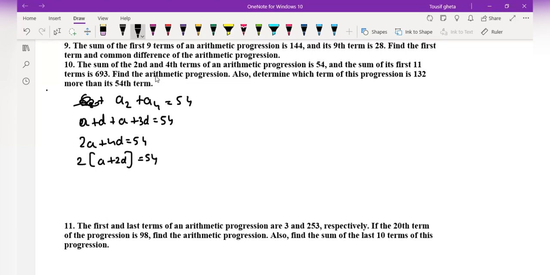Cross multiply the 2, what we get is the value. So a plus 2d is equal to 54/2, so a plus 2d is equal to 27. That is our first equation.